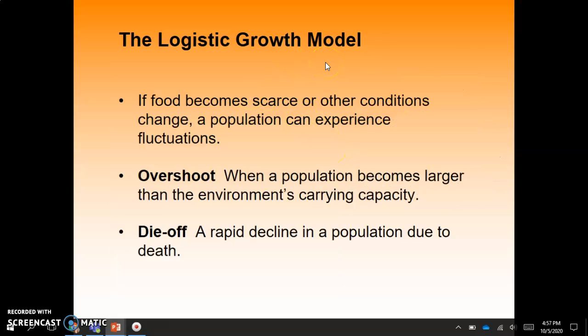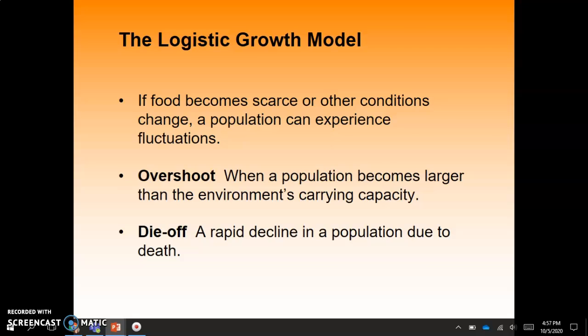So something about the logistic growth model, when we talked about our selected species in our last lesson, we talked about how a lot of times they will lay so many eggs and have so many offspring that they will overshoot their carrying capacity. And that is when a population becomes larger than the environment's carrying capacity. So, they lay so many eggs at once, they can kind of overshoot that top portion. And what happens is when they overshoot it, they will experience something called a die-off. And that's just when there's a rapid decline in population due to deaths.